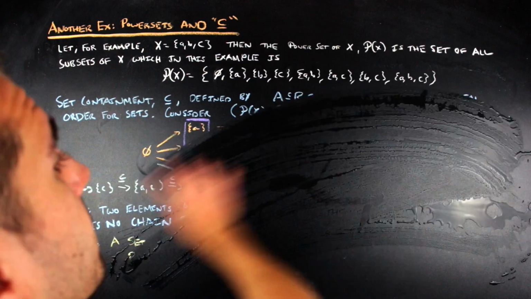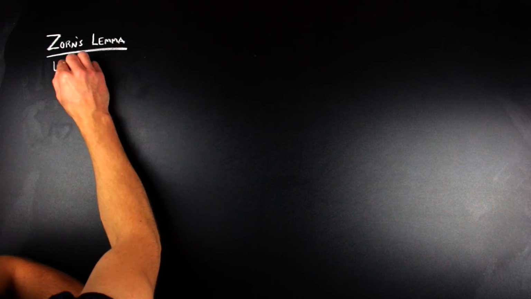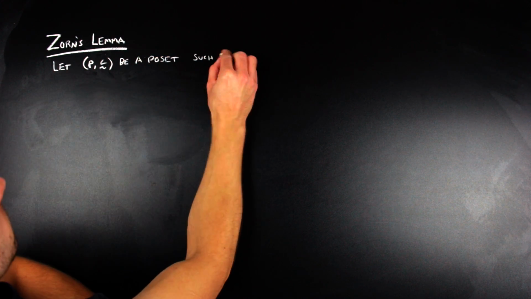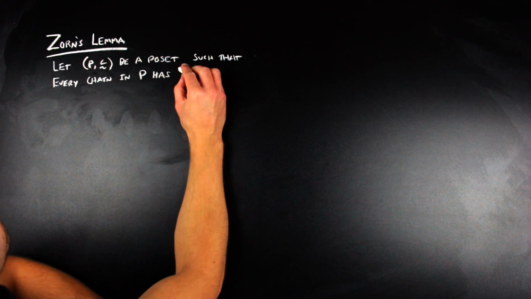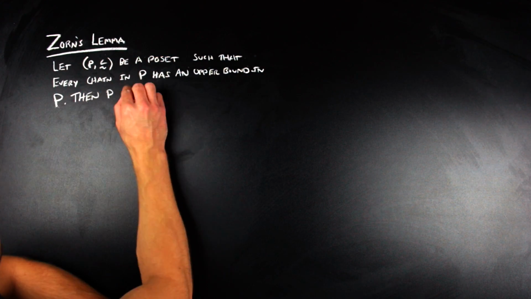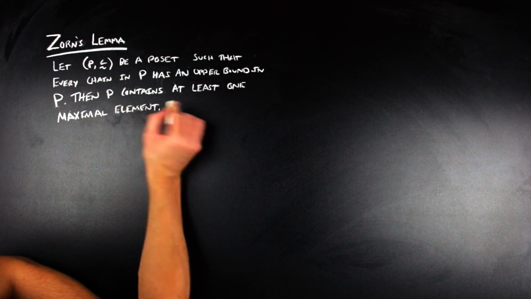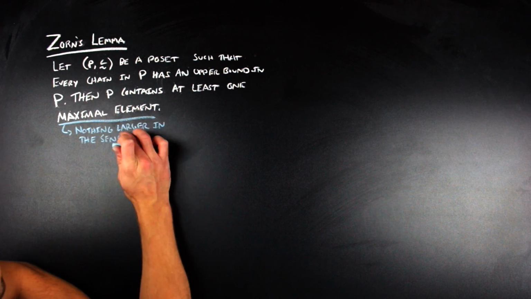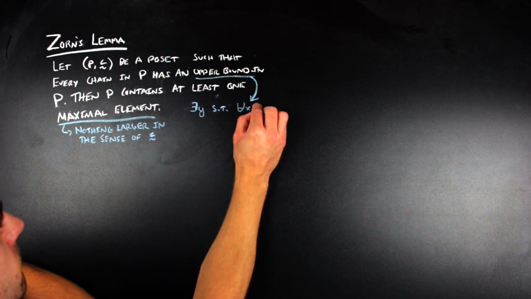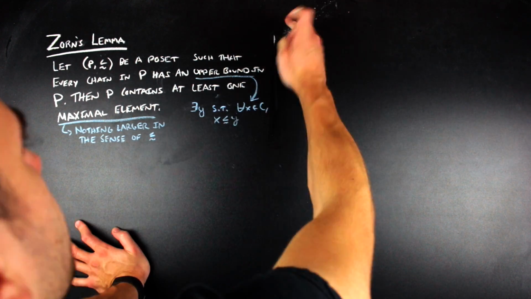Now that we're a bit comfortable with orderings, we can begin talking about Zorn's lemma, which can be stated as follows. Let P be a poset such that every chain in P has an upper bound in P. Then the set P contains at least one maximal element. Here, maximal means that there is nothing larger in the sense of the ordering imposed on P.